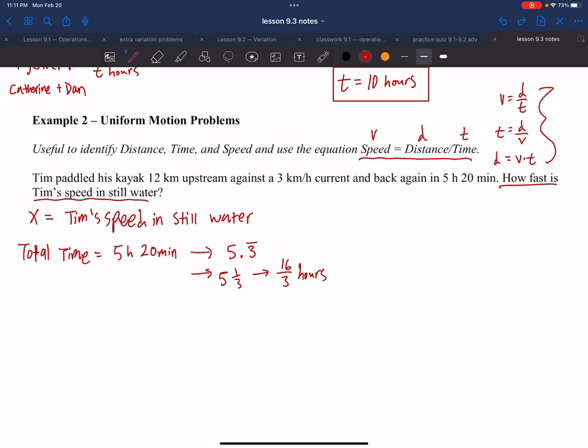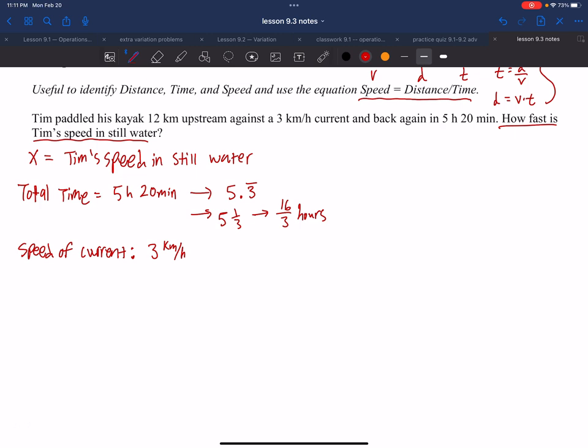Now, we do see that the speed of the current, that's 3 kilometers an hour. You see how I'm writing down every piece of information before doing anything? This is a really important process that will help you a lot. Trust me.